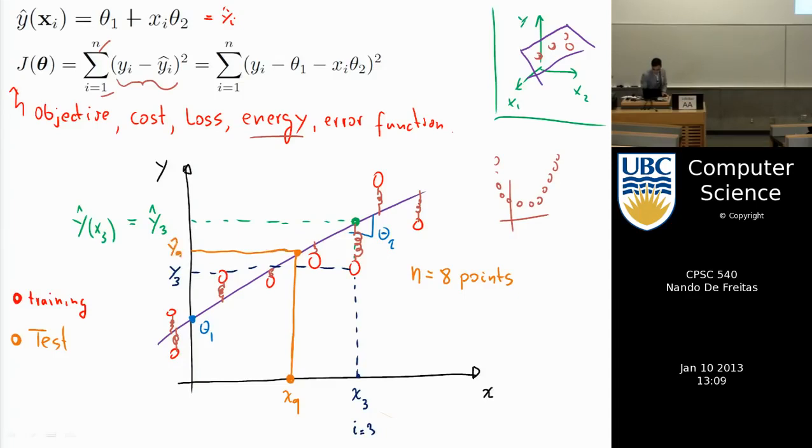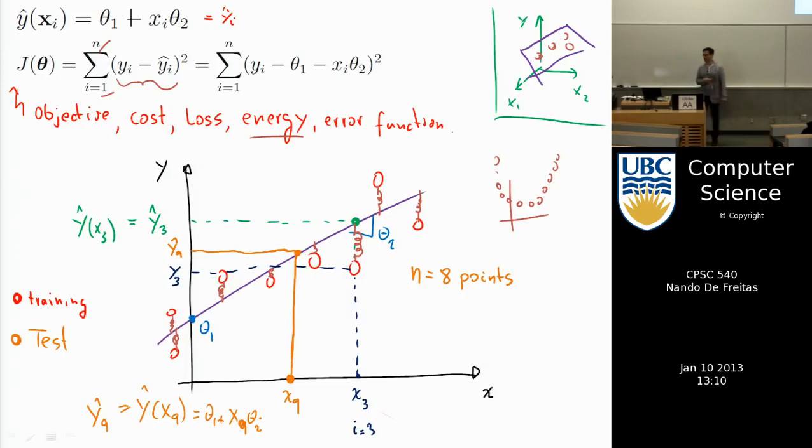and this height is y9, where y9, as before, is just y of x9. In other words, it's equal to theta 1 plus theta 2 times x9. So I'm evaluating the line at the point x9 in order to do the prediction y hat 9.